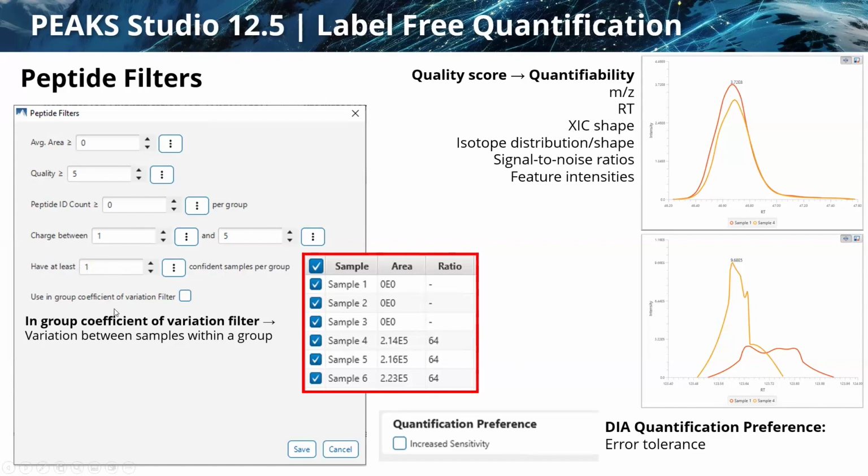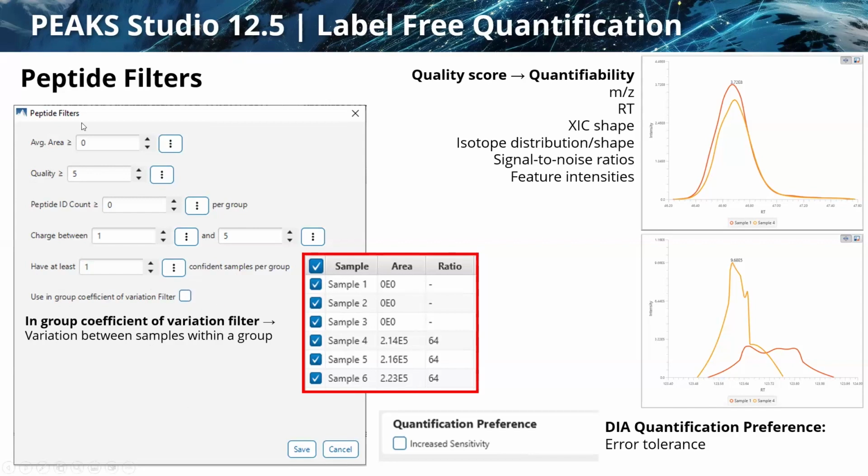And then the use in-group coefficient of variation filter is a good option that filters so you don't get too much variation between samples within a group. It's actually going to do a calculation and set a threshold for your specific data set. And it's going to say, okay, if it's varying beyond this threshold within a group, don't include it in the quantification. So if you're concerned with great reproducibility between samples within a group, this is a good option to check.